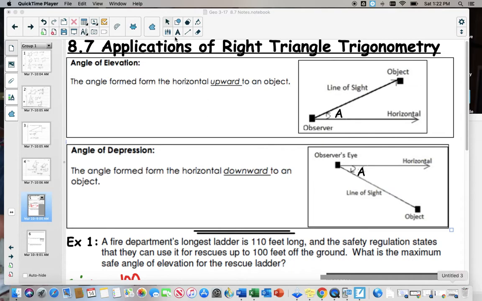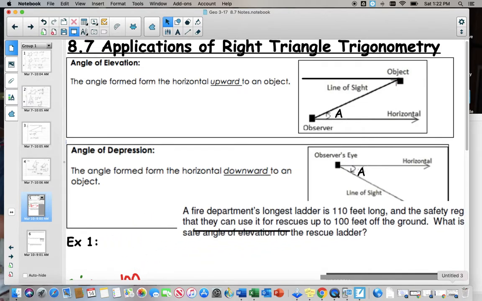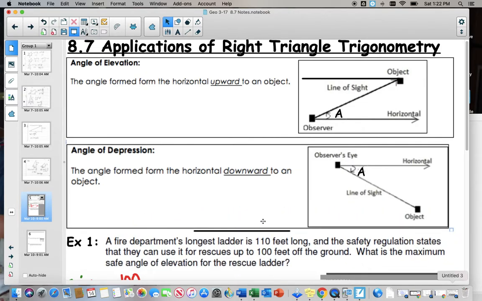One thing to remember is that because of parallel lines, we know that this angle of elevation and angle of depression, because of alternate interior angles, are going to be congruent. So we can think about that over here as well.